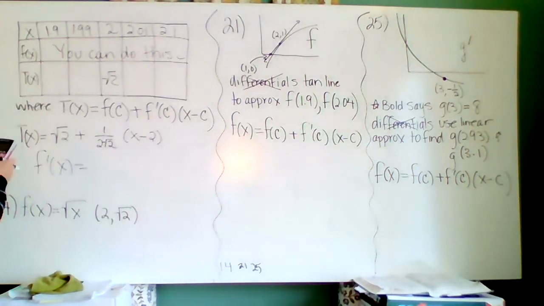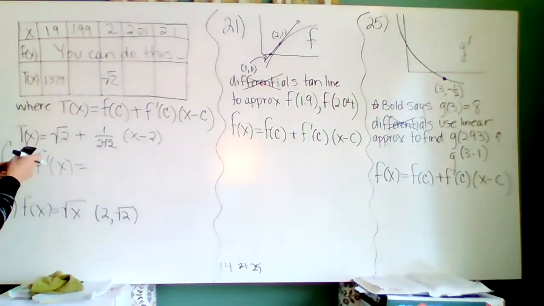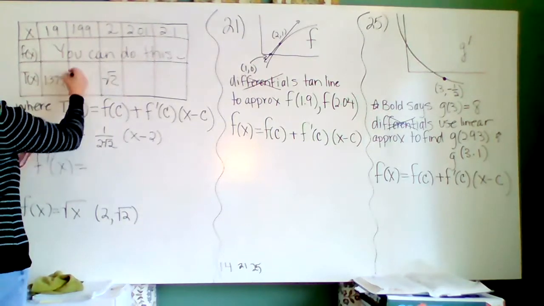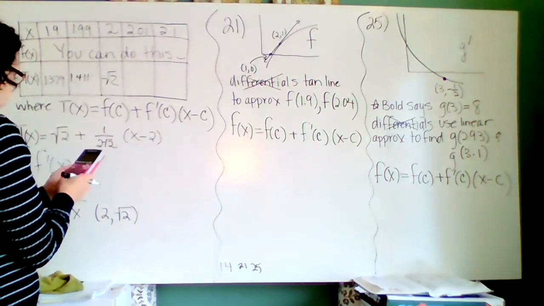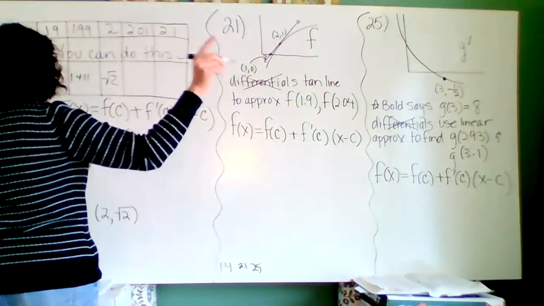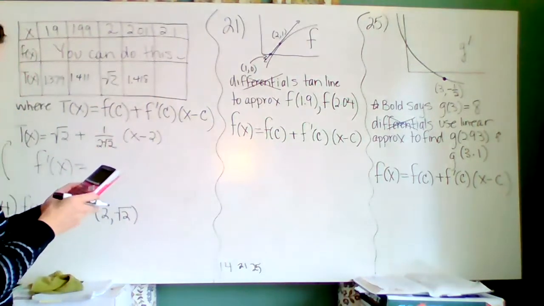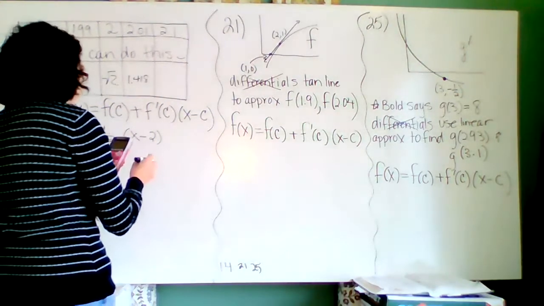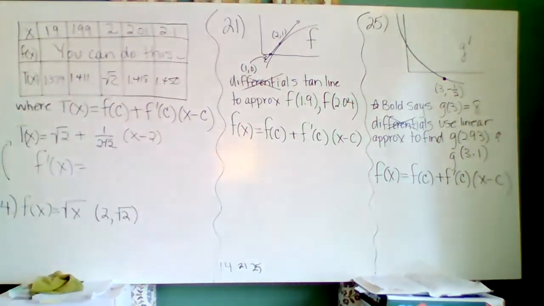1.9, 1.379, 1.99, 1.411, 2.01, 1.418, 2.1, 1.44, 1.450. There we go.